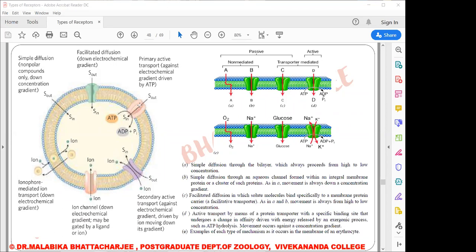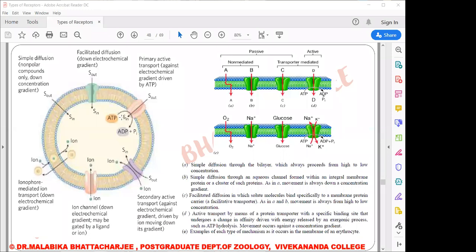Since the molecule is being pushed from a lower concentration to a higher concentration, moving against the concentration gradient, energy is required. So for the movement of the molecule from outside to inside, as you can see, ATP is broken with the liberation of a phosphate to provide the energy for the passing of this molecule from outside to inside. This is active transport, and this falls under primary active transport.